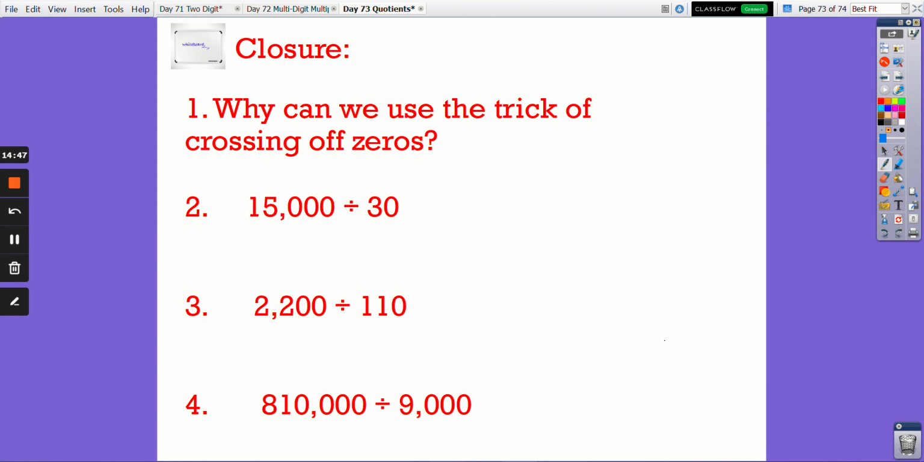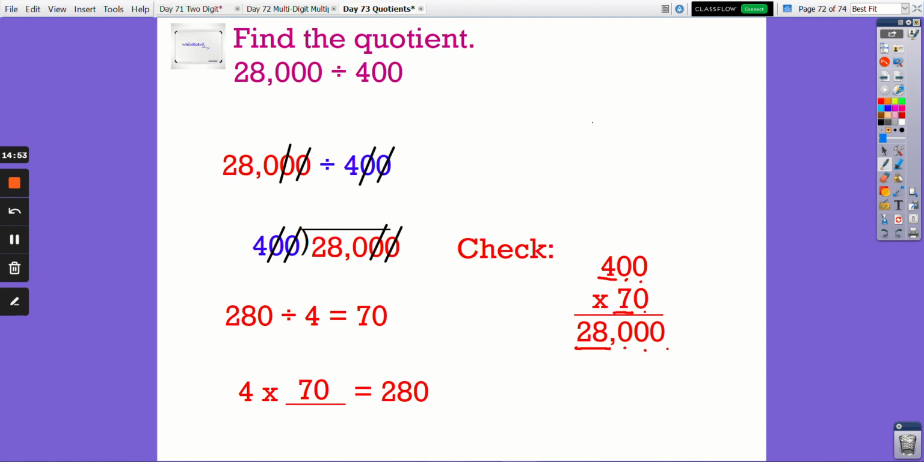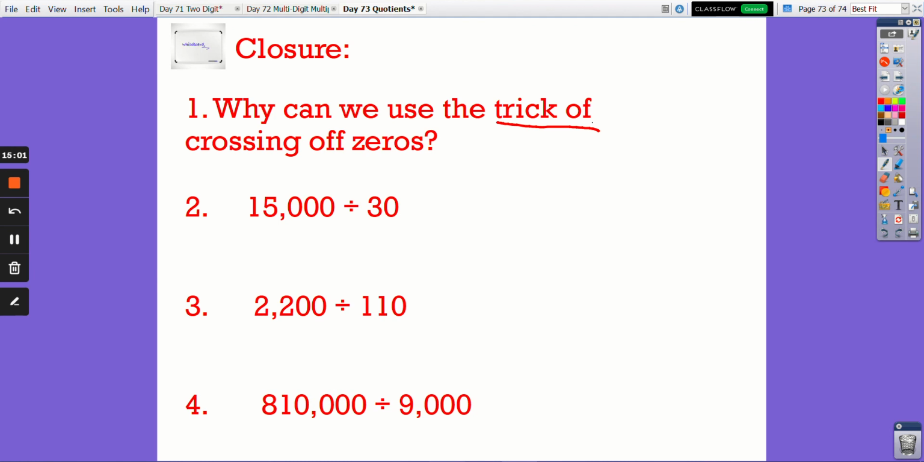Okay, so think about this, the trick of crossing off the zeros. Why does that work? Well, it works because you're keeping the value the same. It's the same thing as simplifying a fraction. Okay? So we can set these up. I'll go ahead and let you pause the video. Try number 2.